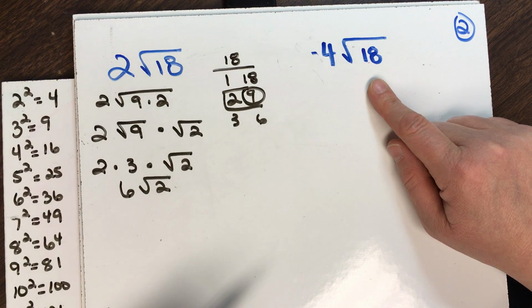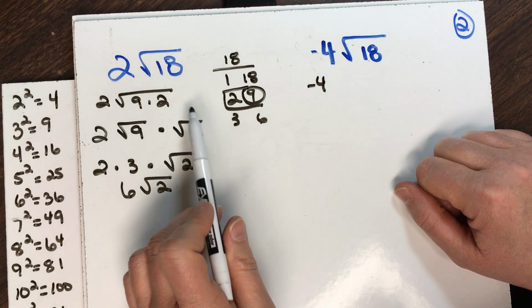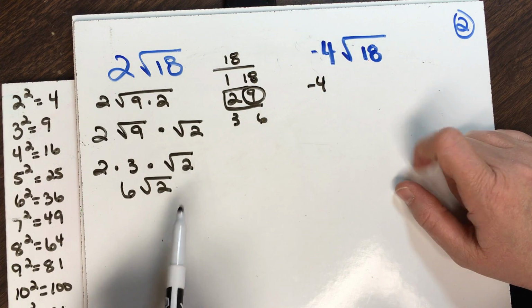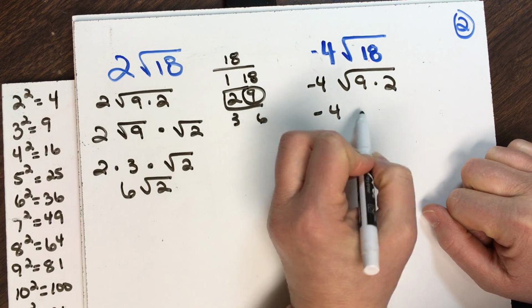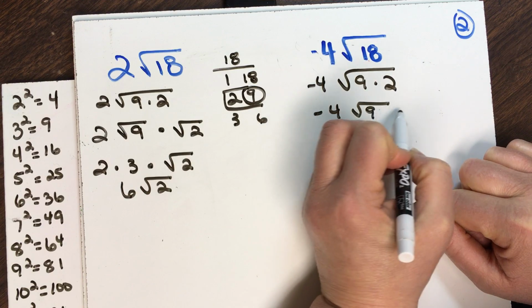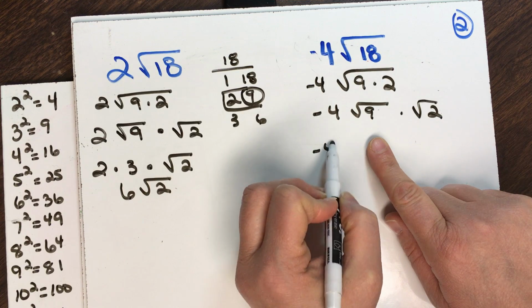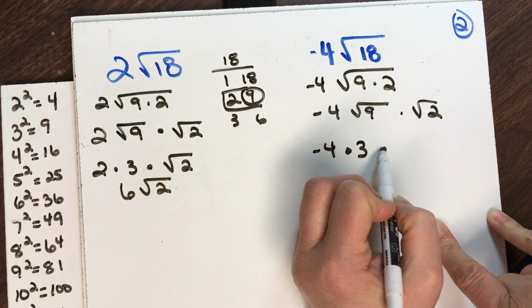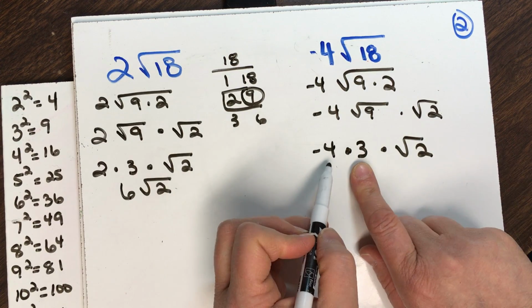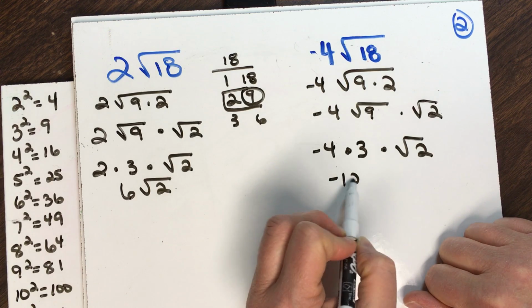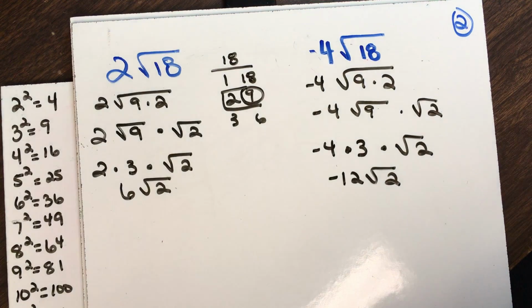All right, let's work with the negative. So I'm going to carry that down, and we just did 18, so I know where this is going to go, and I'm already going to use 9 and 2. It's no different than if I had combined over here. I'm just using the negative now, so that would be a negative 12 square root of 2. All right, let's look at it with a variable.